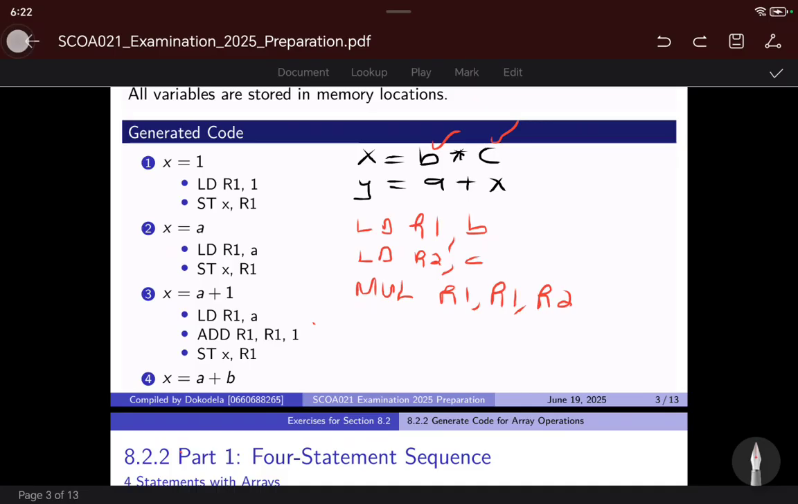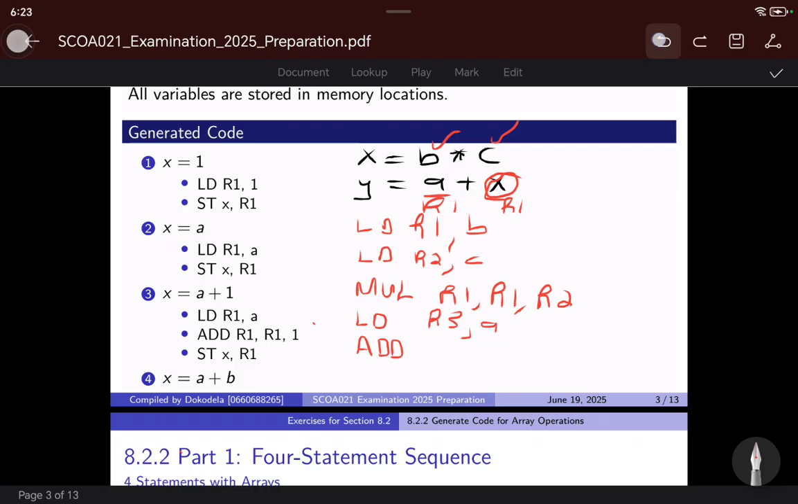Now we are done multiplying this, so we can now load the other contents. Remember, this is X, and we know that X is stored in R1. So now we load the contents of A. We can load it into R3 because we haven't used R3. Then now we can add. Between R3 and R1, R3 is the one that came first.